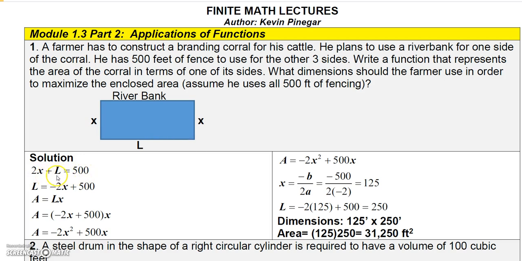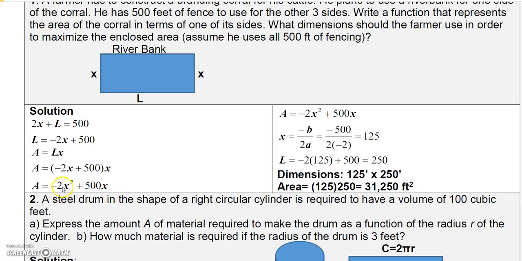And we can easily solve for L in terms of X. Just subtract 2X from both sides, and we get L equals minus 2X plus 500. Now, our objective is to maximize this area, and this area would simply be L times X. So you see I wrote the area formula L times X. But since we know L is minus 2X plus 500 from up here, then we can replace L and get minus 2X plus 500 times X, and then you can distribute the X through and get minus 2X squared plus 500X.